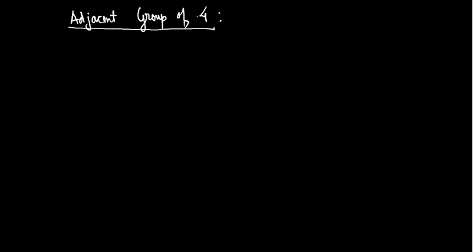So before that I should write this: adjacent, group of 4. So you need to find the groups of powers of 2: 4, 8, 16 and so on. So for a group of 4, let's take a 2 variable K map example.